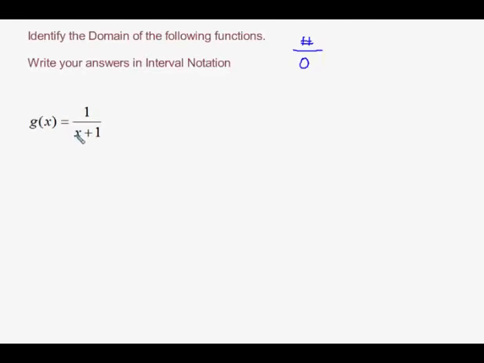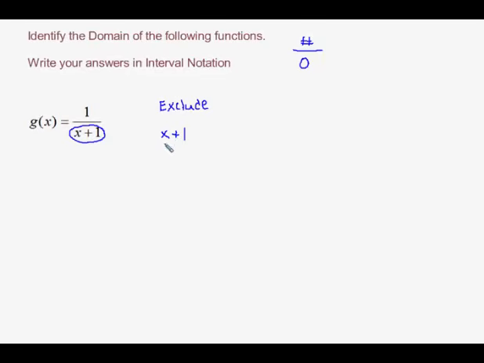Any input value that would make this denominator 0 would have to be excluded from the domain. It turns out, since there's only one x value that needs to be excluded, and there's infinitely many inputs that we need to include, what's typically done is just identify the x values that we're going to exclude from the domain. We are going to exclude any input that would make the denominator 0.